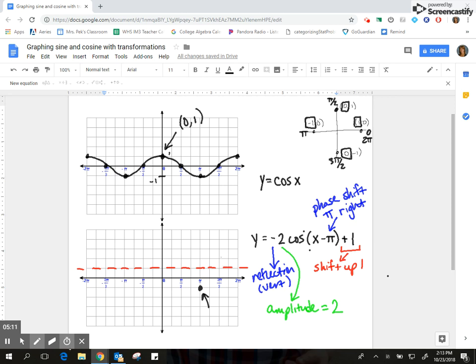I haven't changed my period at all because there's no b value, no number being directly multiplied to x. So from here on out, I can go up to my center every pi over 2 units and kind of just follow this through. So since I went below 2 on my graph from the center line, I'm going to go up 2, and every pi over 2 units, I either go up or down or right back to the middle. And then I can draw my curve.